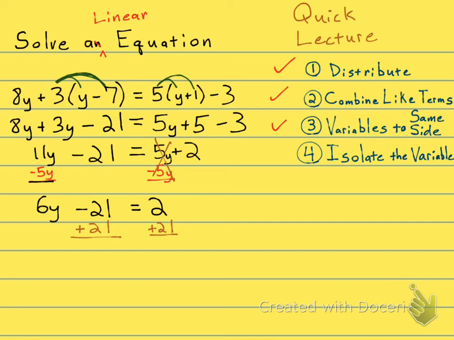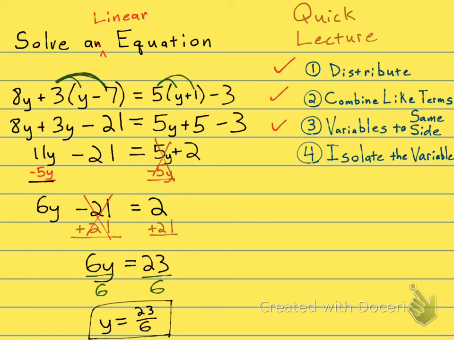So see this? Negative 21 plus 21? Gone. My 6y comes down. 2 plus 21 is 23. One more step. Divide both sides by 6. And now y equals 23 over 6. Okay, I tried it in my calculator. It doesn't reduce. That's the answer.